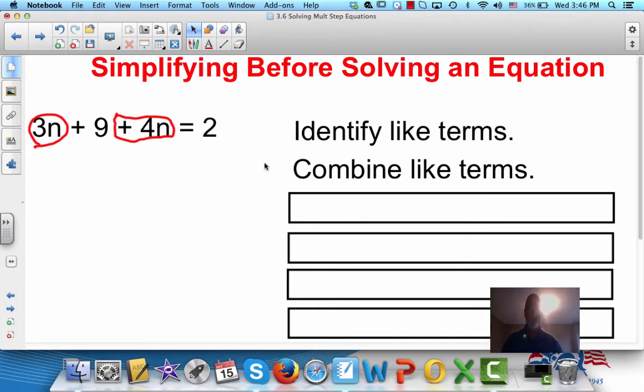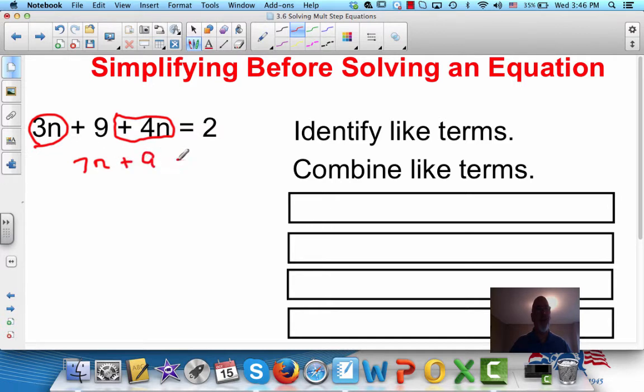So our first step was to identify the like terms, and now our second step is going to be to combine the like terms. So when we combine the like terms, we're going to get 3n plus 4n, and that's going to give us 7n plus, and what's left is the 9 equals 2. Let's draw that line down the equal sign.